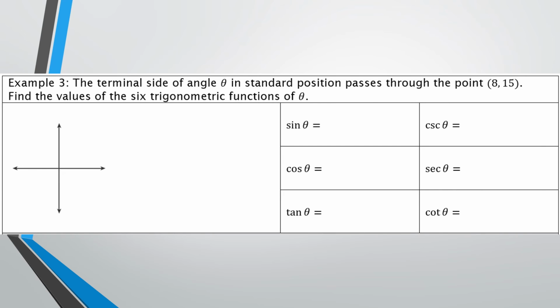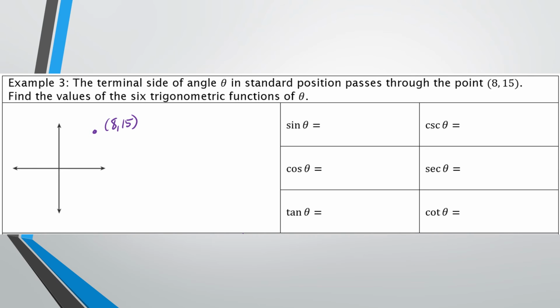Okay, so this is what we've been building up to. It says that the terminal side of angle theta in standard position passes through the point (8, 15). So the first thing I'm going to do is very generally draw the point (8, 15). I know that x and y are both positive, so it's going to be in the first quadrant. So this is my point (8, 15). It doesn't matter that it's not exactly to scale. What matters is that our labels are correct.